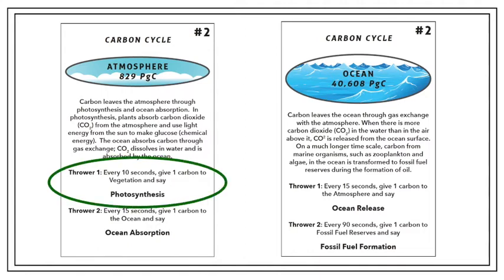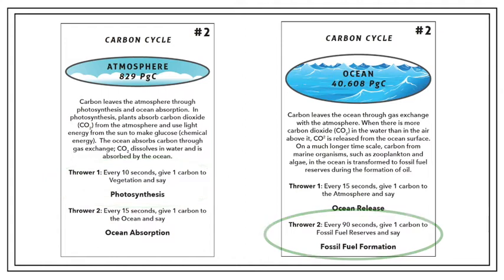Some processes, like photosynthesis, happen quickly, and students will move a beanbag every 10 seconds. Other processes occur over long periods of time, like the formation of fossil fuels, and students will move a beanbag every 90 seconds. If carbon is leaving the reservoir and going to multiple reservoirs, you can assign a timer and thrower to each destination.